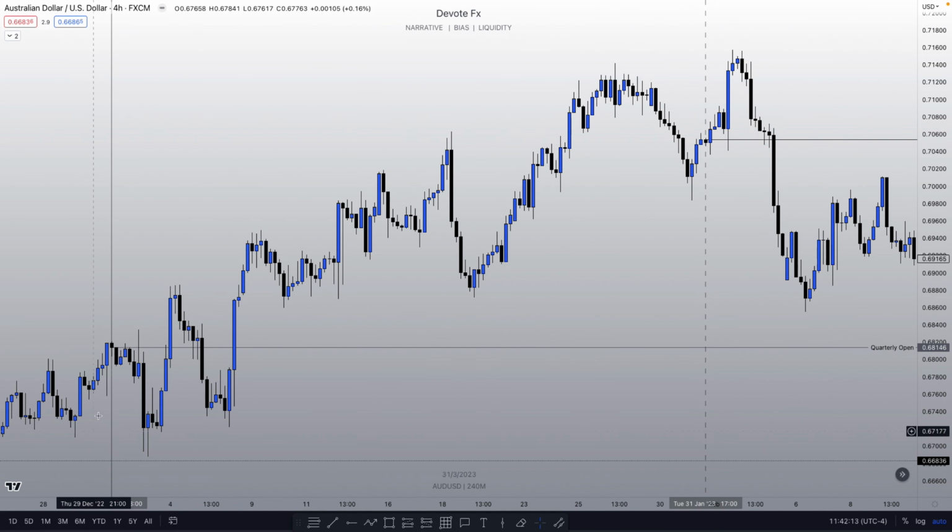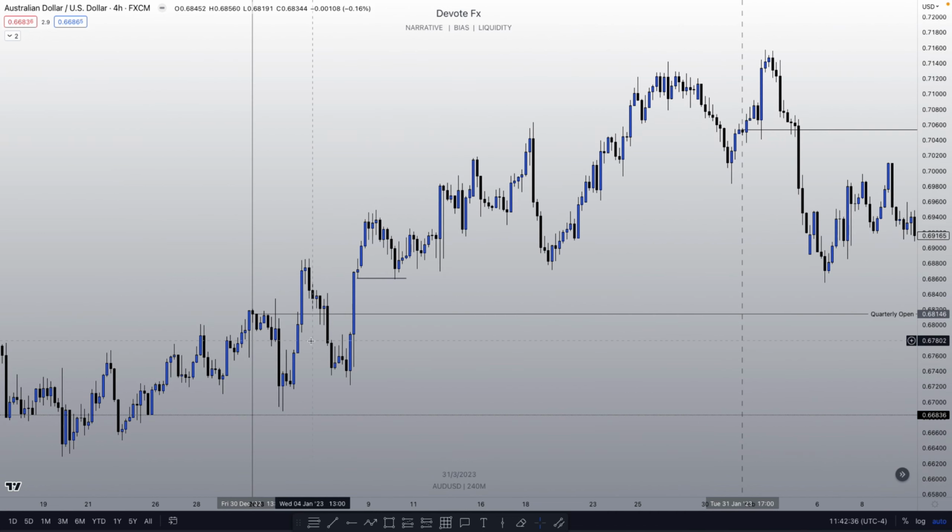Stop hunt here. Displacement. Dealing range. Order block. Trades back down into it. Move. Displacement. Fair value gap. Just taps into it.